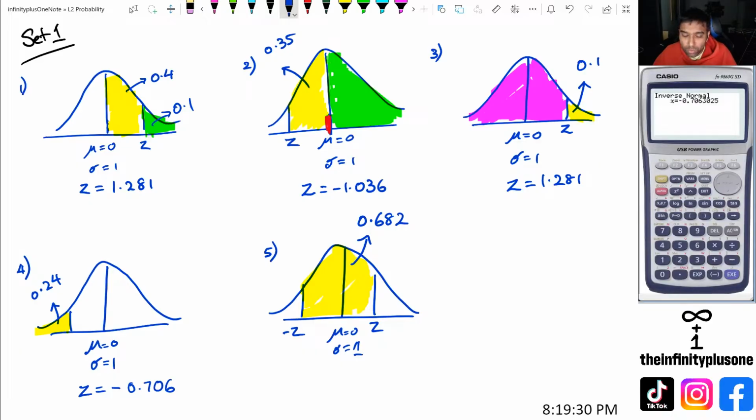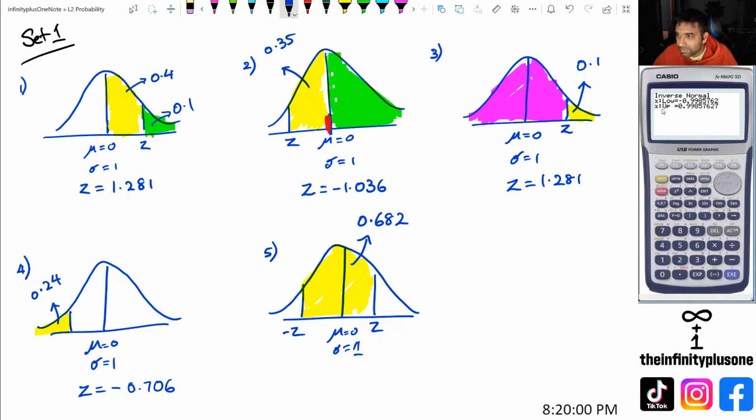Question number 5, what we've got is we've actually got a symmetrical graph here. Now, I know it doesn't look symmetrical because of my beautiful drawing skills there. But you've actually got negative z and you've got positive z. So we can kind of say that it's symmetrical. So in this case, you could just go center if you'd like. And put that as central and put that as 0.682.